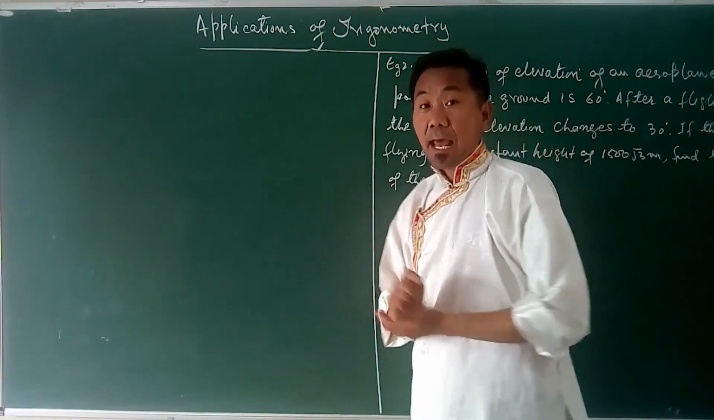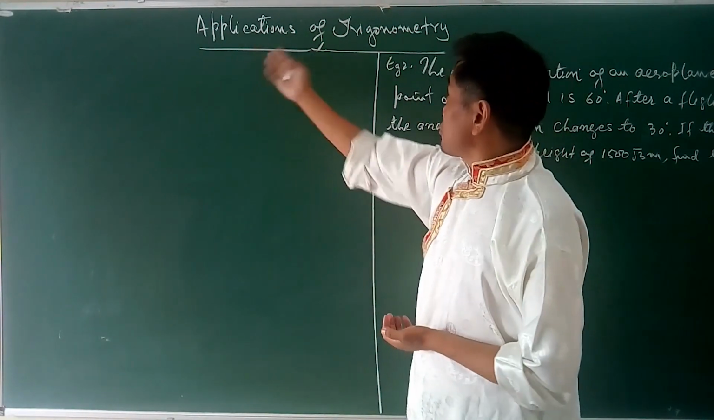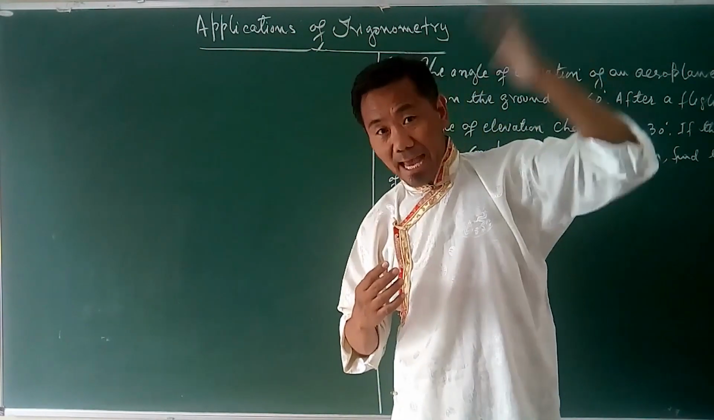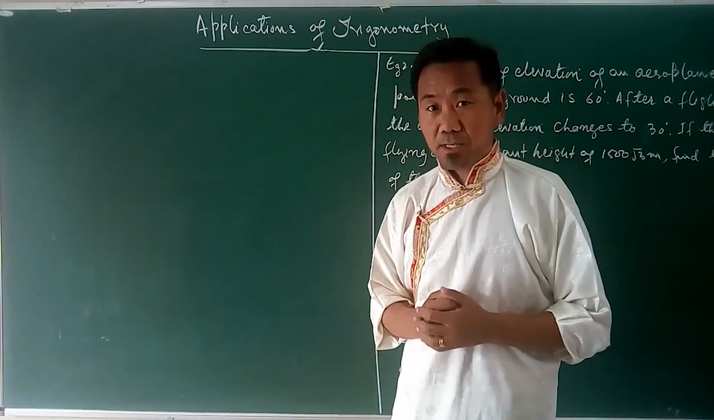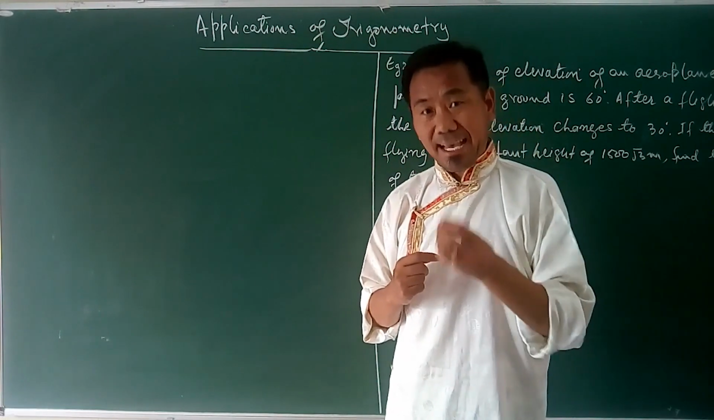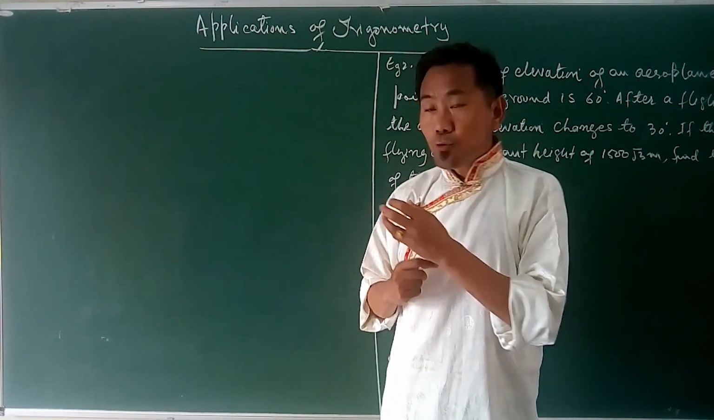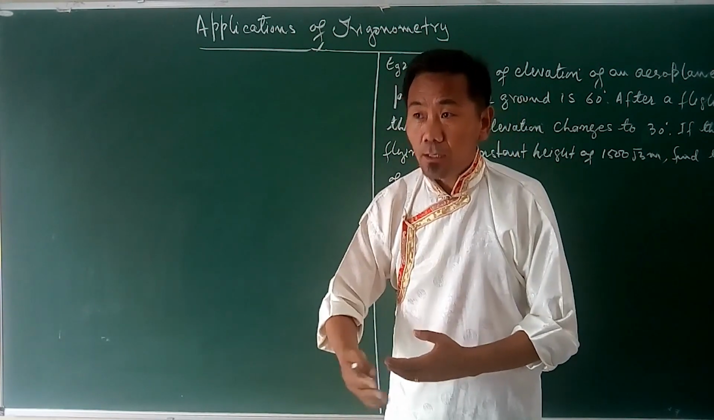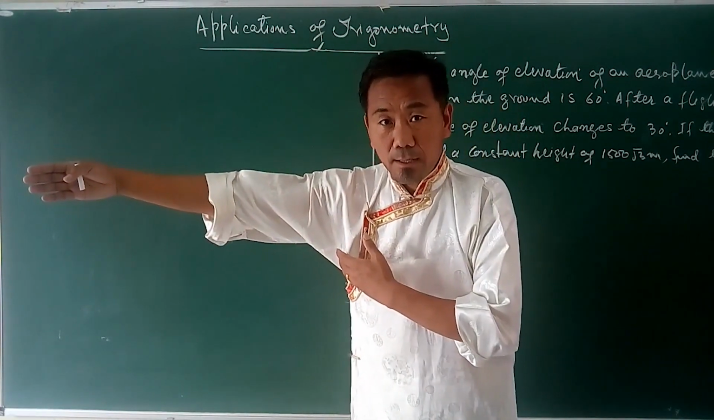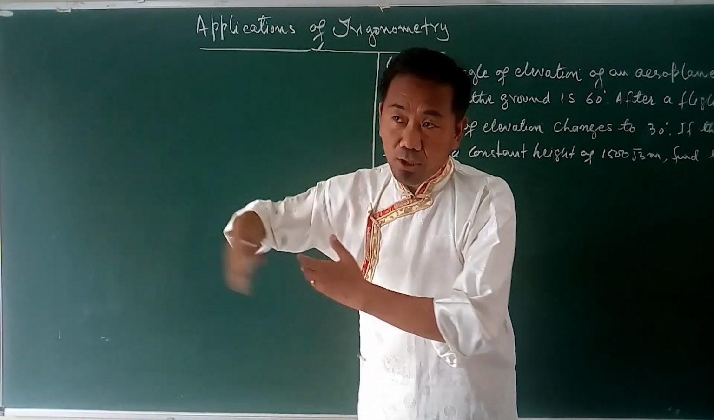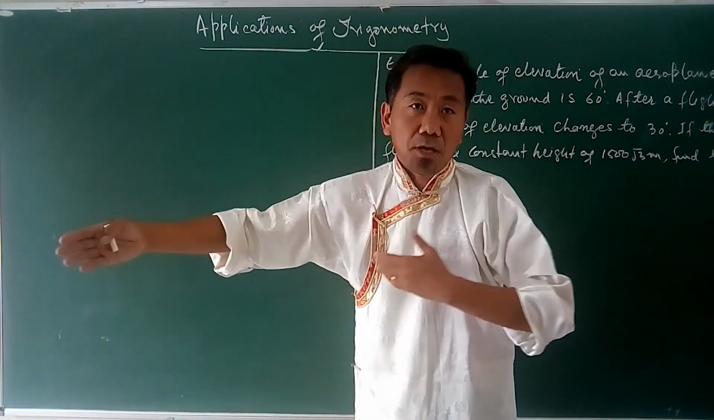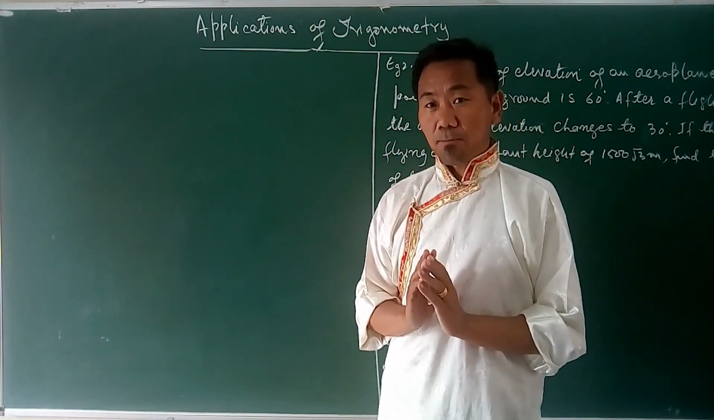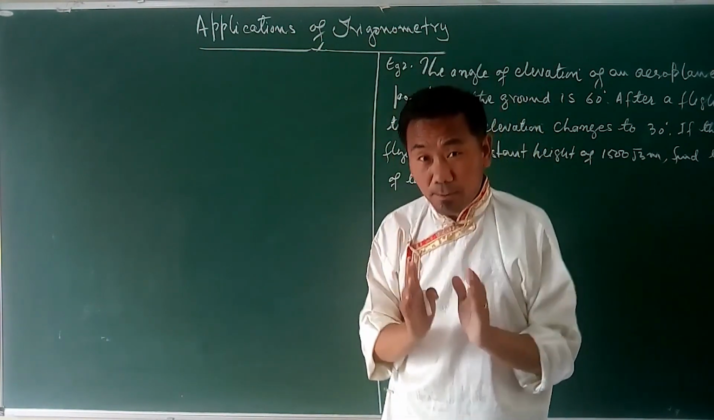Now here is an application. Applications of trigonometry means we are going to find the height and the distance. At the beginning of the chapter, as I said, we use trigonometric identities in applications to find the height and distance.